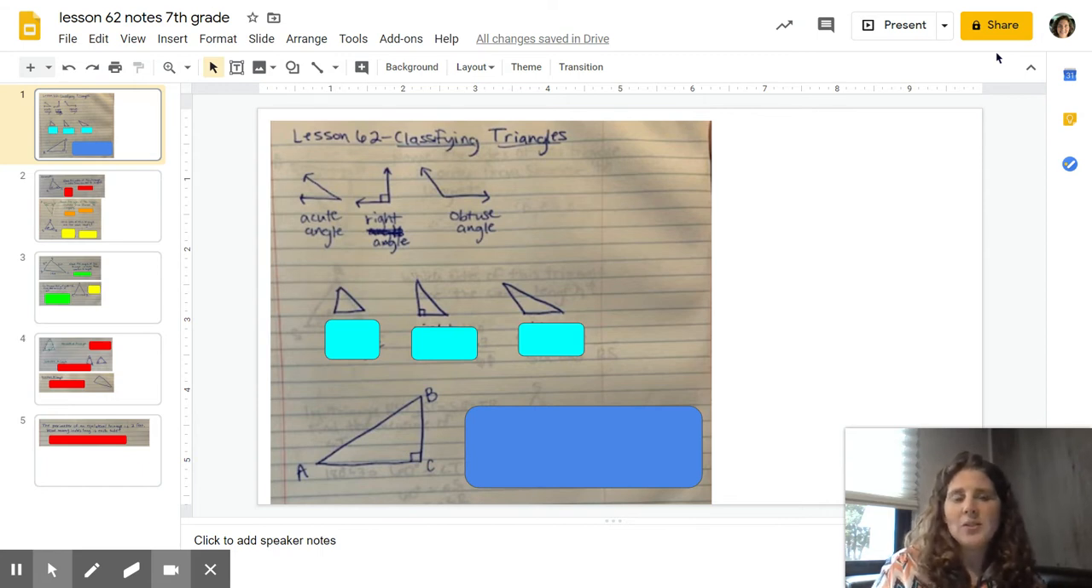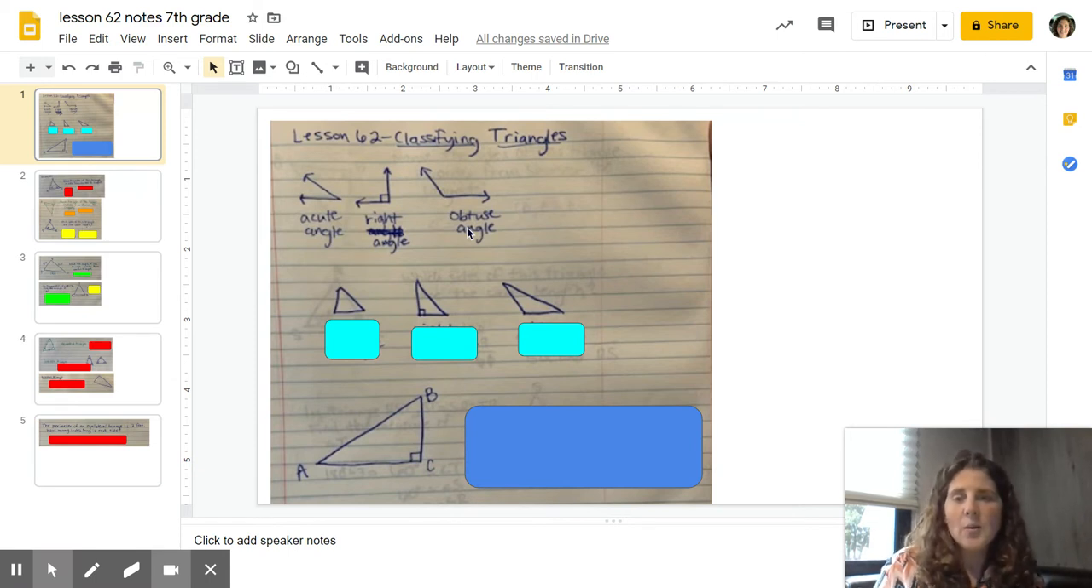I wanted to start off by going back to toward the beginning of the year, when we talked about these three different types of angles. The acute angle here on the left, then the right angle, which has a 90-degree angle in it, and the obtuse angle, if it's bigger than 90. Acute, right, obtuse.